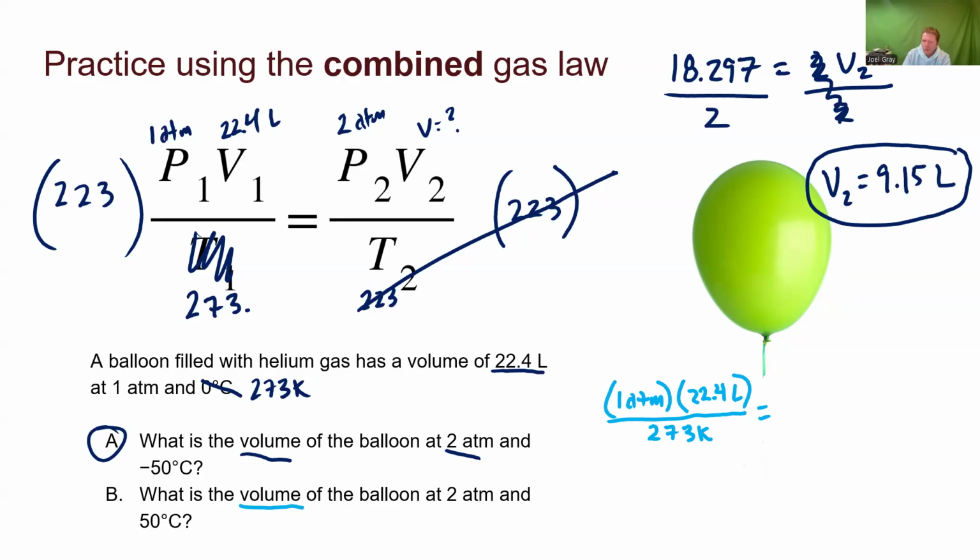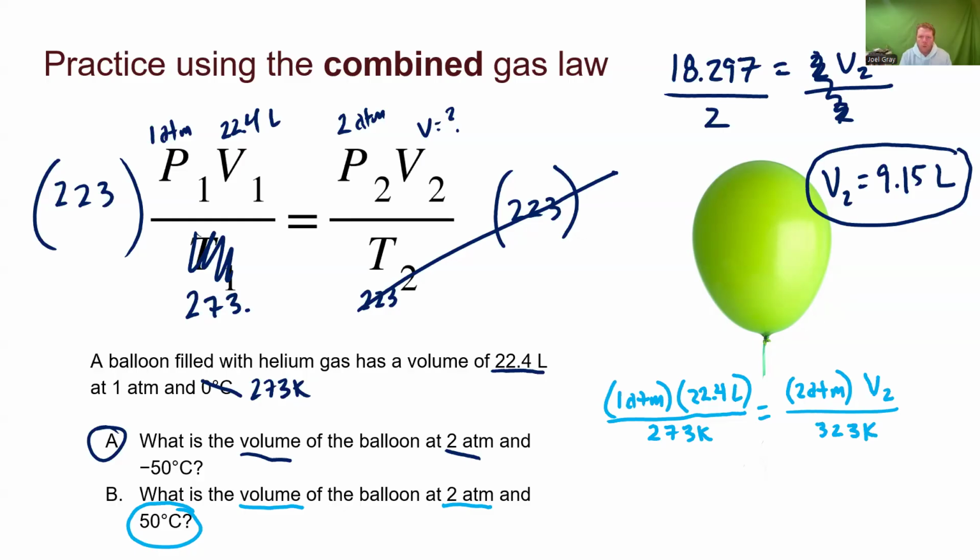What is the volume? So I'm asking the same question: what's the volume of the balloon at 2 atmospheres? Okay, so my pressure didn't change, or sorry, it didn't change from part A. So 2 atmospheres, V2, divided by my T2, which is 50 degrees Celsius. What should I record as my temperature? 323. Great job, Kelly. Okay, 323 Kelvin.